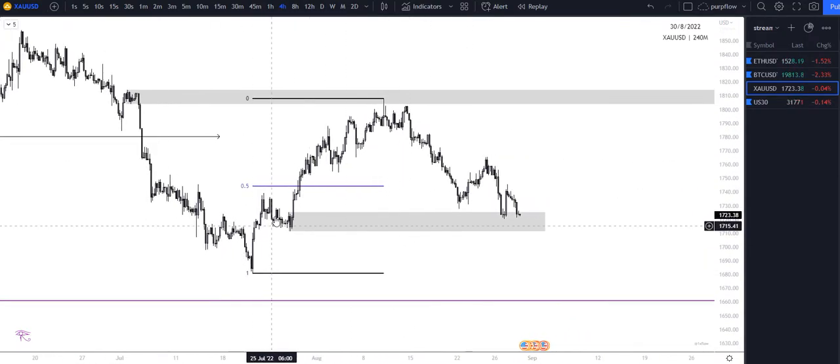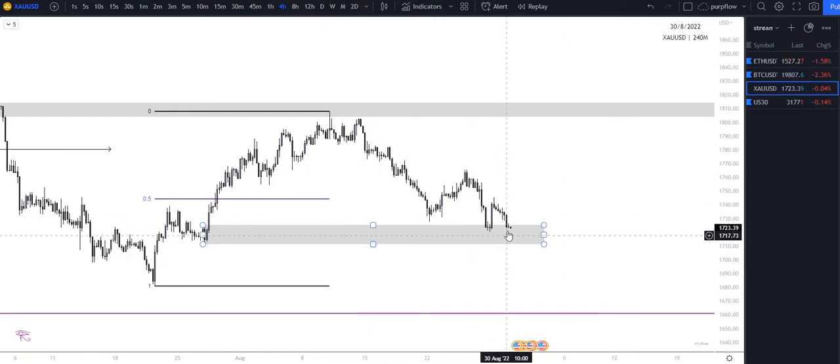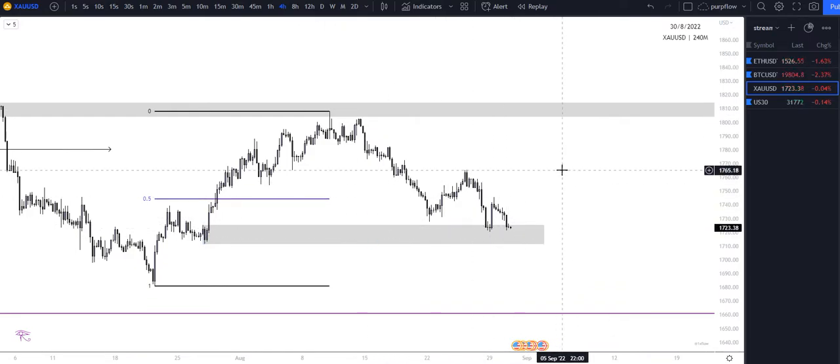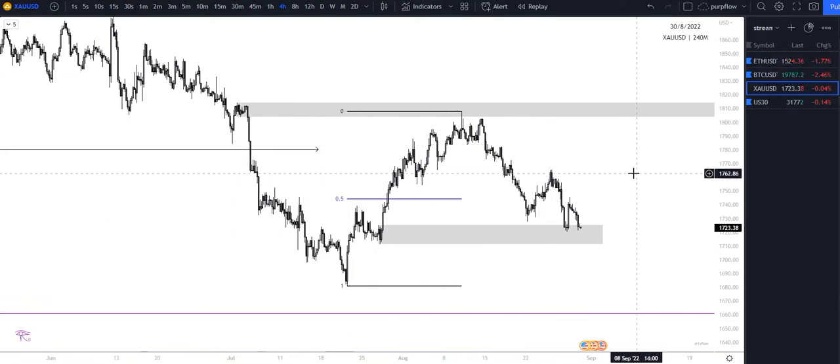But currently, we had this breaker structure to the upside, an area of demand that was created from that. We can see this high right here was broken to the upside. What sponsored that? This move to the upside right here. So obviously, overall, we are still bearish, looking for that continuation to the downside into these 1670, 1660 lows.